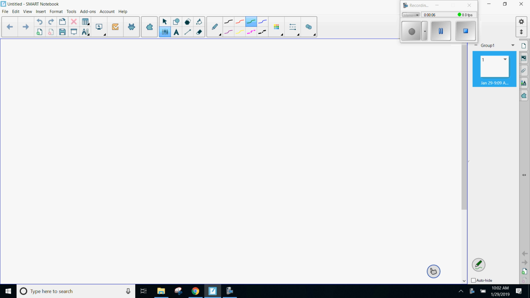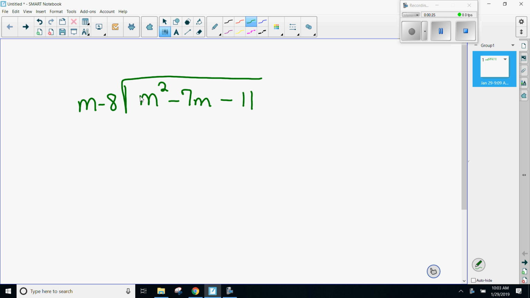Okay, so the first one, we're going to set it up. We are going to take m squared minus 7m minus 11, and you are going to divide that by m minus 8. So you just look at the first term, which is m, and what do you multiply that by to get m squared? M. Now remember, you have to distribute or multiply these two together to come up with what goes right there.